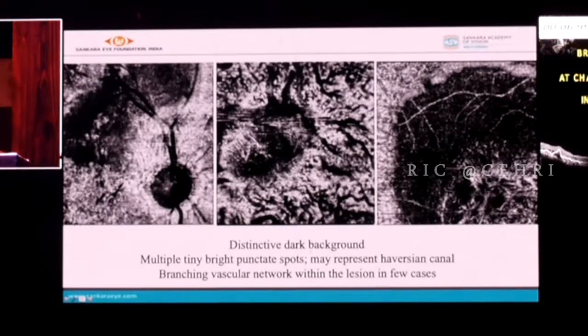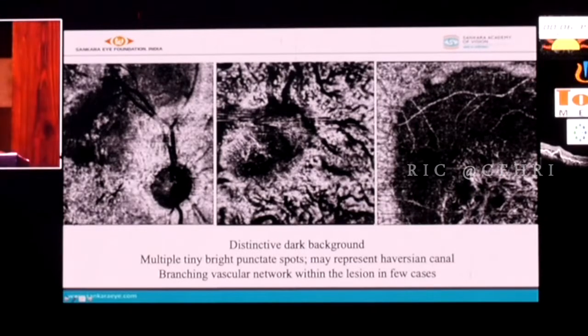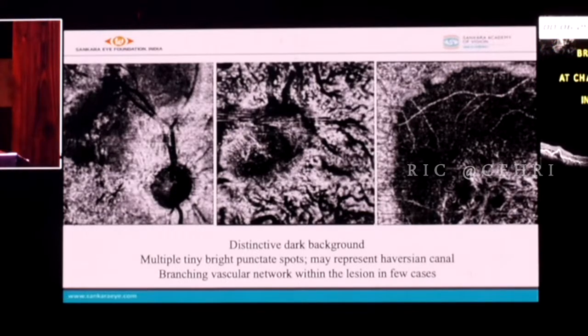It looks like a distinctive dark background, but in some tumors you can see these dots. So what is supposed to be something like a Haversian canal, you can see these distinctive dots within this dark background. And a branching vascular network like what you see here can be seen in the more mature part of the tumor. So in the immature part, the orange tumor, you see the Haversian canals, and in the more mature part, you can see this branching vascular network.